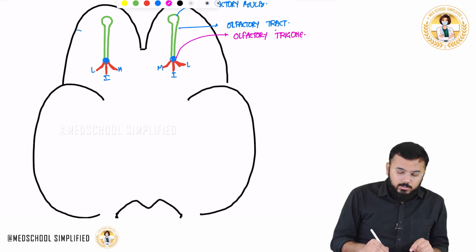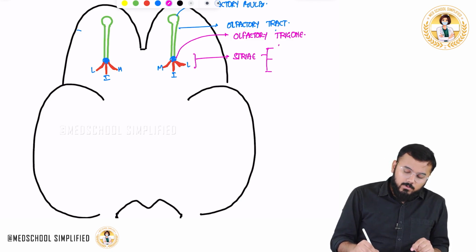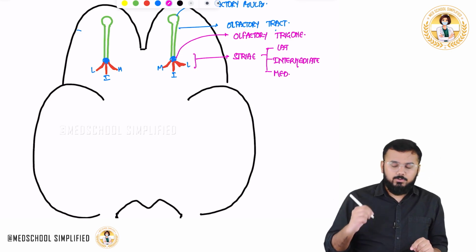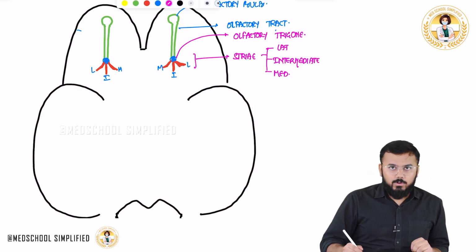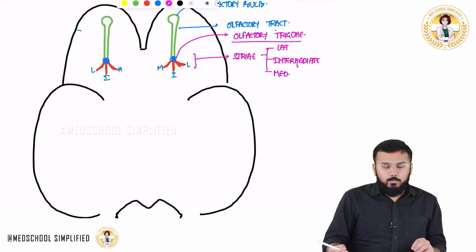So, what are all these structures? These structures over here are called as your striae. Not striae medullaris, these are just striae. There are three striae. One is called as the lateral striae, another one is called as the intermediate striae, and another one is called as your medial striae. So, there are three important striae over here. They are located distal to the olfactory trigone.